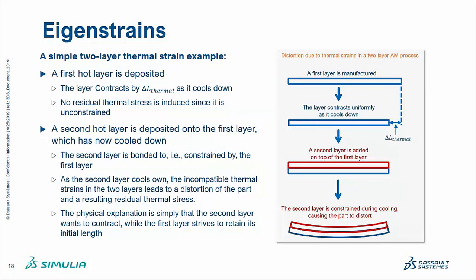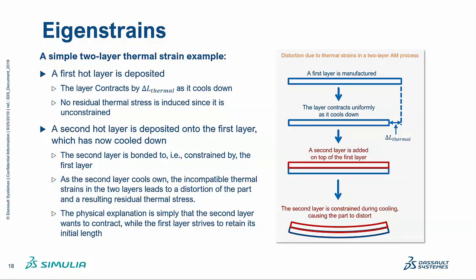If we want to look at this a little bit in a simple context, then if I can draw your attention to the image on the right-hand side, it's not an attempt to try and oversimplify what eigenstrain is, but it is an attempt to explain it in a digestible fashion. Basically, if you want to consider distortion due to thermal strains in an additive manufacturing process with two layers, then the first layer will be manufactured. That layer will contract uniformly because it has nothing to hold it back. That is our delta L thermal.